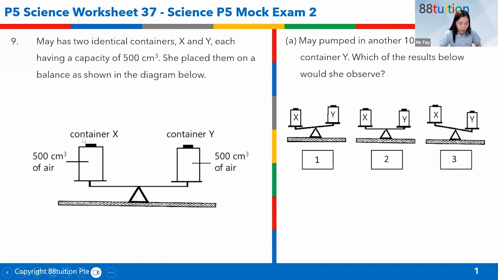Okay, take a look here. Now, May started off with 2 identical containers, X and Y. Each has the capacity 500 cubic centimeters. She placed them on a balance as shown in the diagram. So in this diagram, you have container X, container Y. Each of the containers has the same volume of air.